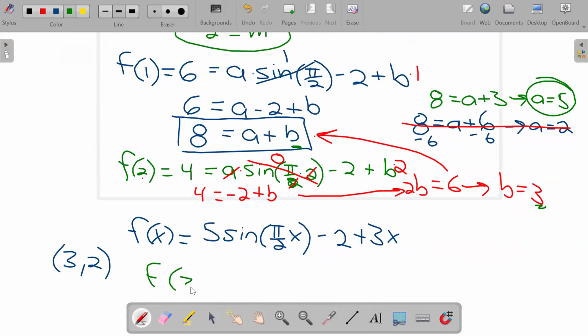f of 3 equals 2. Plugging that in, we get 5. And this would be a good place for a calculator. I'm going to try to do it without.